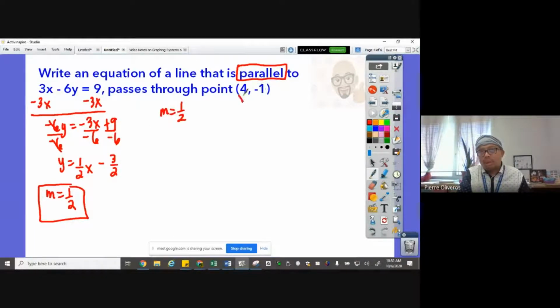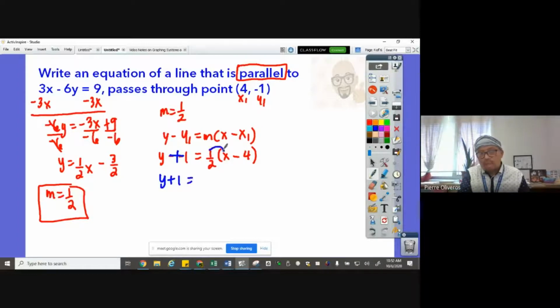And the point 4, negative 1, this is our x1, this is y1. So therefore, y minus y sub 1 is equal to m times x minus x sub 1. Y minus y sub 1 here is y minus negative 1 is equal to 1 half times x minus 4. Negative times negative will give us a positive here. So this will become y plus 1. 1 half times x is 1 half x. 1 half times negative 4 is negative 2. Minus 1 here. That will give us y is equal to 1 half x minus 3.